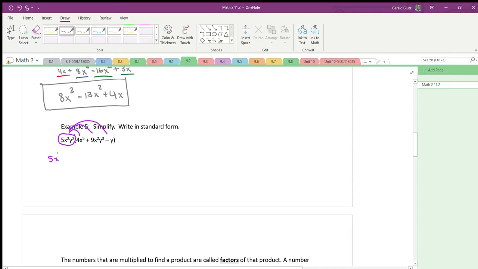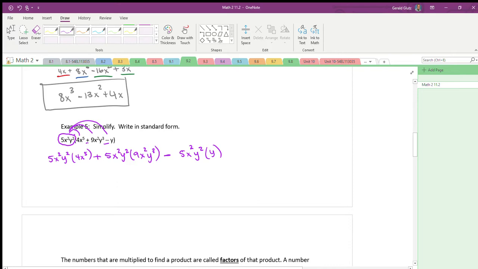So I'm going to write these out separately. So 5x squared y squared will be multiplied times 4x to the 5th, and then plus 5x squared y squared times 9x squared y to the 3rd. And then minus 5x squared y squared times y. So now I just gotta clean these things up a little bit.